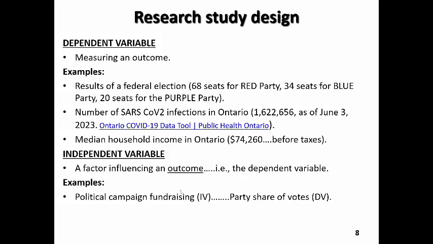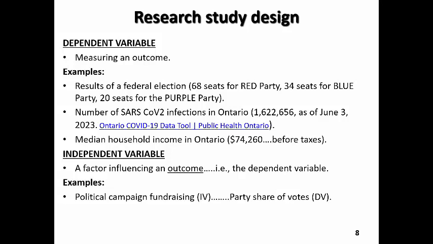Now, this is just one independent variable that could have influenced the outcome of the election. But it's important to note that political campaign fundraising is not the only factor that would influence the party share of votes. There are many factors, but this is just one of them. So that highlights an important aspect of understanding independent and dependent variables, that there can be more than one independent variable that influences the outcome of a research study or some other question of interest.